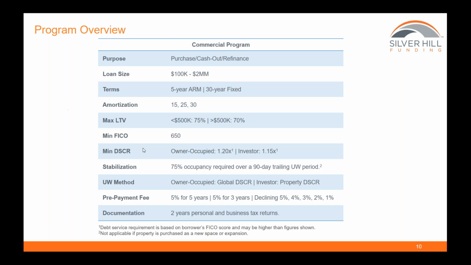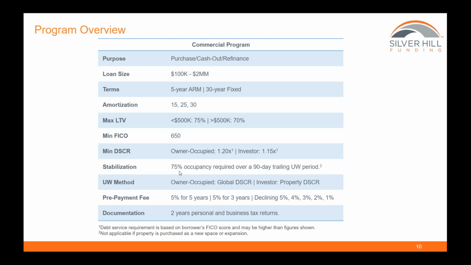Okay. As far as minimum debt service to do a loan, 1.2 for owner occupied, 1.15 for investor. Those do have some conditions. Obviously, the lower the debt service coverage, the higher we're going to require the credit score to be. So these minimums are there for the highest of credit scores, usually over 750. Stabilization requirement is the same. We haven't changed that. We need a property that's 75% occupied, and it's been occupied that way for at least 90 days.